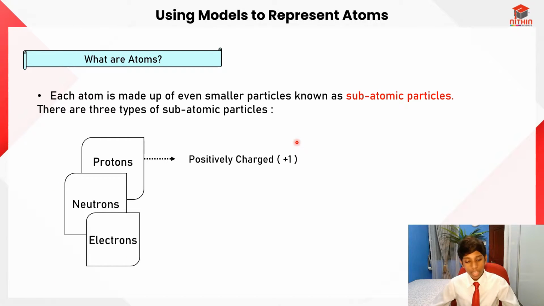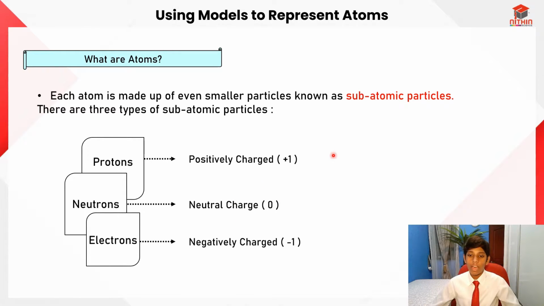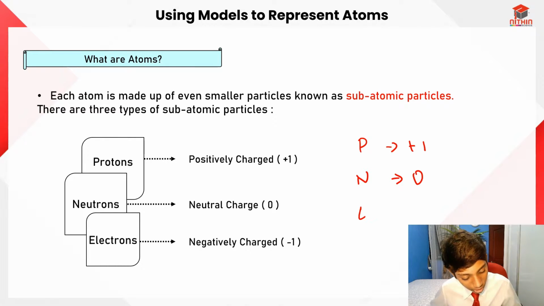Protons are positively charged, neutrons are neutral, which means their charge is 0, and electrons are negatively charged. This is the main idea here. Just remember: protons are positively charged, neutrons are neutral, it's in the name itself, and electrons are negatively charged.